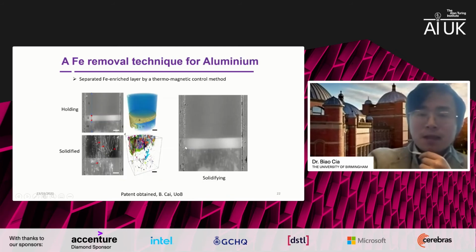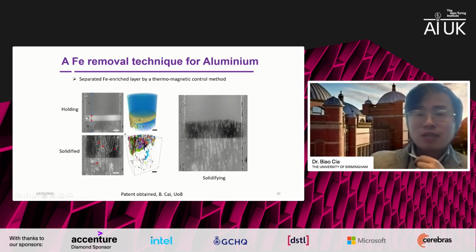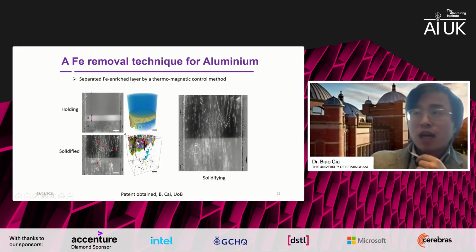So what we do is that we found that using a magnetic field, we can actually move the solid elements. This is an example showing here. As you can see, by holding the semi-solid molten aluminum alloys inside the magnetic field, we are able to form an iron-rich layer in front of this solid phase. And then by cooling it down, we can form this iron-rich intermetallic just on one side of the sample. Later on, we can remove this side of the sample. That means we remove the iron successfully. And we are able to obtain a patent based on this observation.